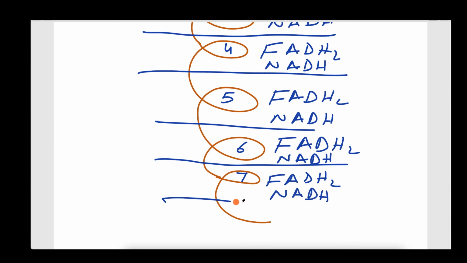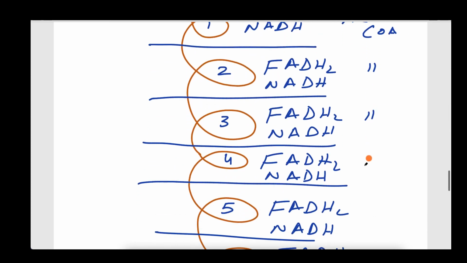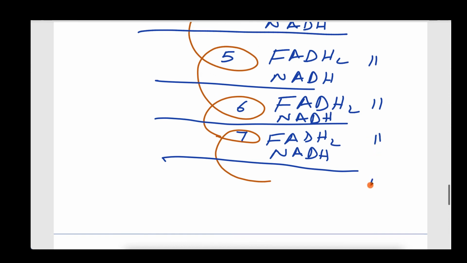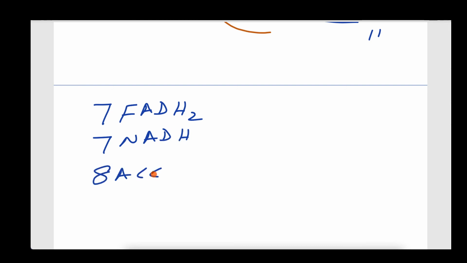Okay. So like this, what we get ultimately is acetyl coenzyme A, repeated eight times. So there are 7 FADH2, 7 NADH, and 8 acetyl coenzyme A.